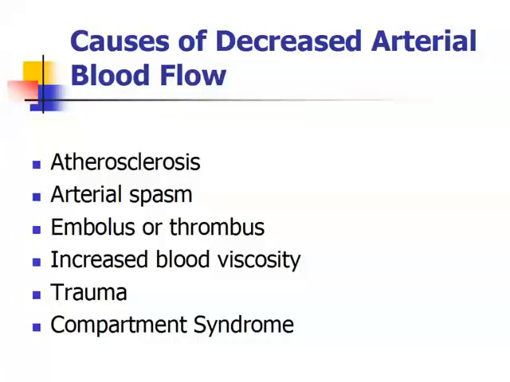It can be anything from atherosclerosis to a spasm in the artery, to the patient having an embolus or thrombus formation, to increased blood viscosity, trauma, or it could be from a patient that's had a fracture, for example, or some type of injury that's led to compartment syndrome. In all of these cases, the tissue needs more oxygen than the blood vessels can supply, so it leads to ischemia, and necrosis can be the end result if that's not resolved.